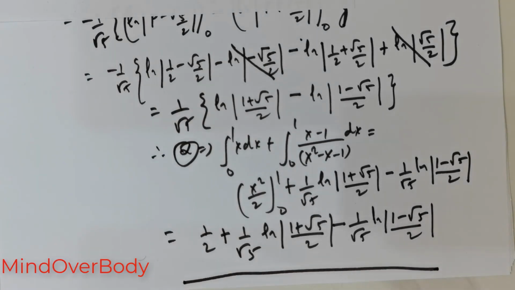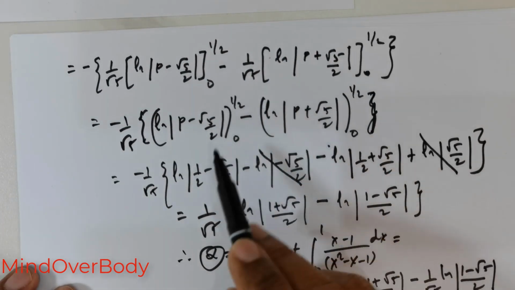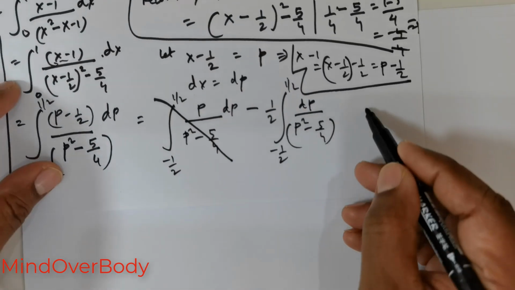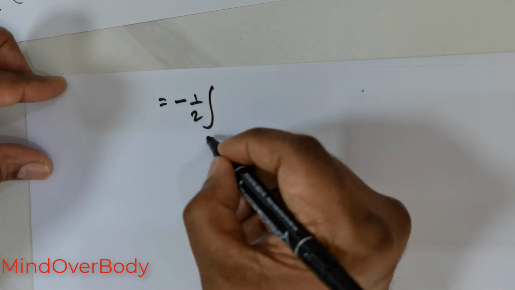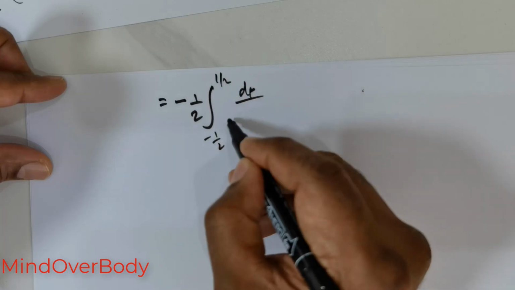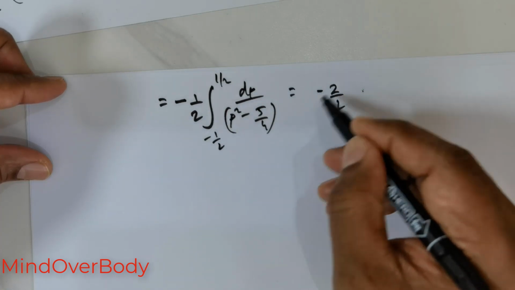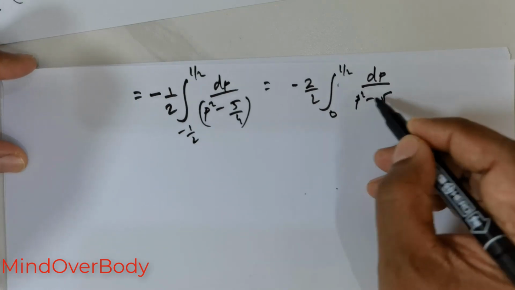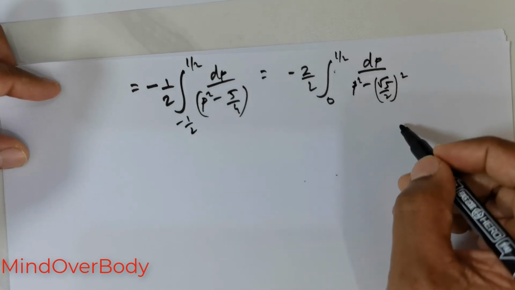Now having given you the final solution, what I would like to show you is what happens if we do not use partial fractions. I would like to show the integration of this quantity without the use of partial fractions. So actually we have the integral from -1/2 to 1/2 of dp divided by (p² - 5/4), right? So this can be rewritten as -2 times 1/2 integral from 0 to 1/2 of dp divided by p². I'm going to rewrite 5/4 as (√5/2) raised to the power of 2. Now we can apply trigonometric substitution.